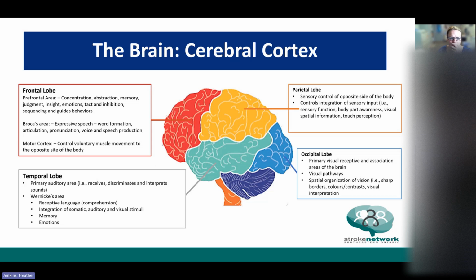This part of your brain also controls your emotions. Your limbic system lives in your temporal lobe, as well as some of your memory. Although memory does have some homes throughout your brain, sorry.